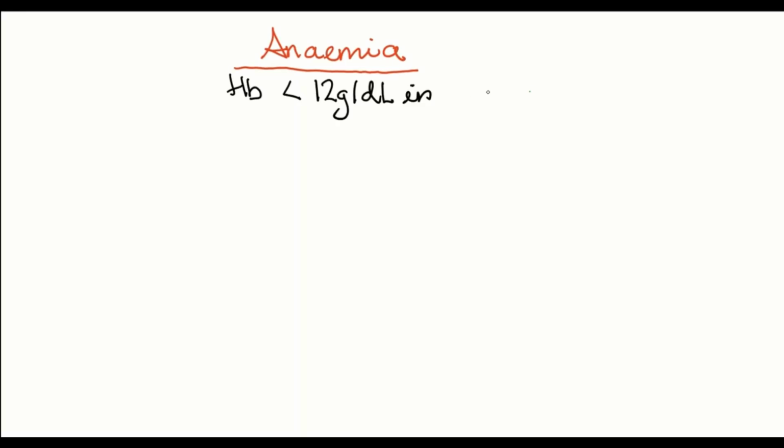Today I will be talking about anemia. Anemia is defined as a reduction in the hemoglobin concentration of the blood below what is normal or expected for age and for sex. And these levels have been defined by the World Health Organization as hemoglobin concentration of less than 12 grams per dl in women and less than 13 grams per dl in men.